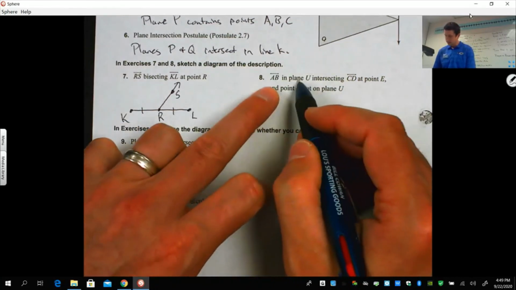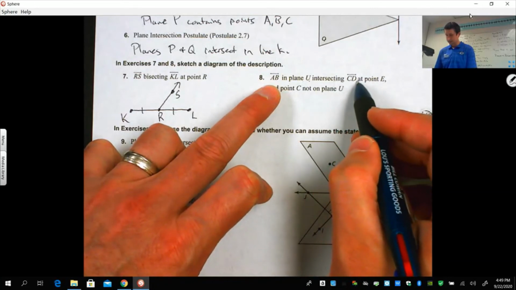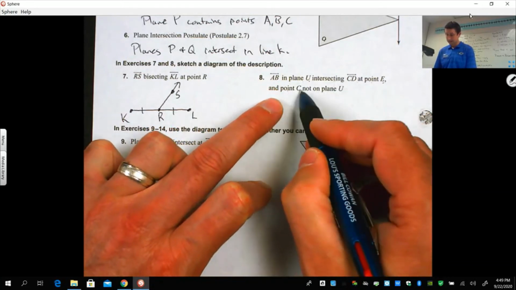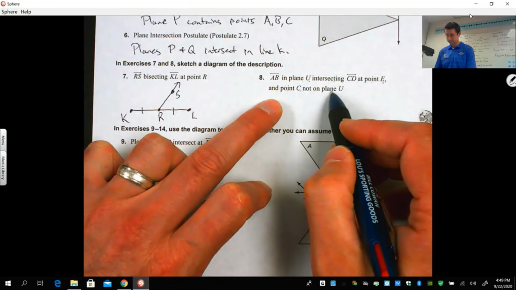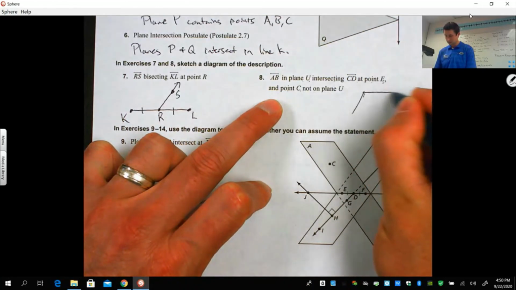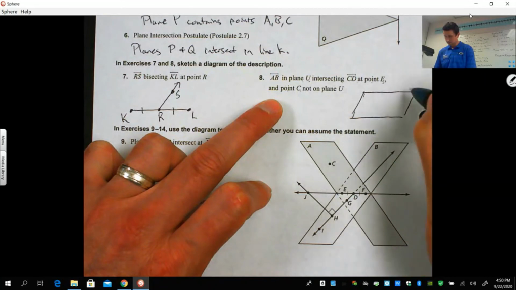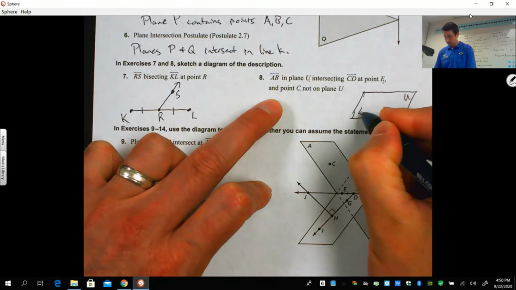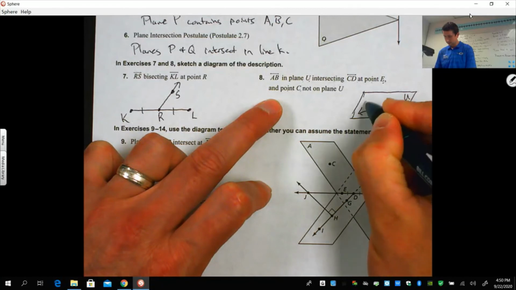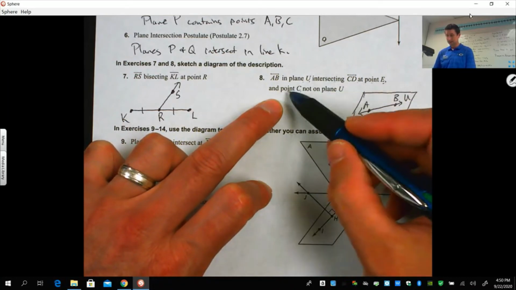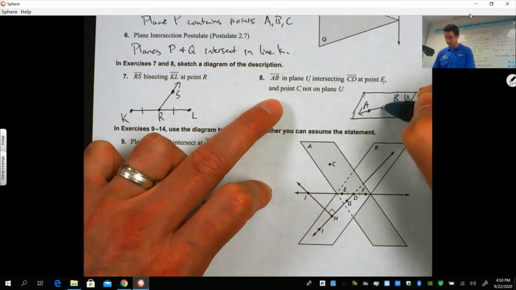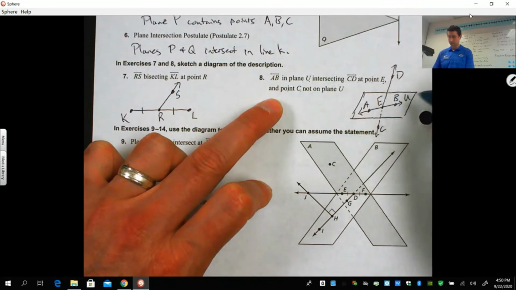Line AB in plane U intersecting line CD at point E, and point C not on plane U. So it's intersecting at point E, and point C is not on the plane. So we have to start with our plane. This is plane U. We have line AB in plane U. It's drawn like this. And it's intersecting line CD at point E, but point C is not on plane U. So I'm going to draw it like this. This one's going up. This one's going down. Point C is not in the plane. D cannot be in the plane, but E has to be on the plane.